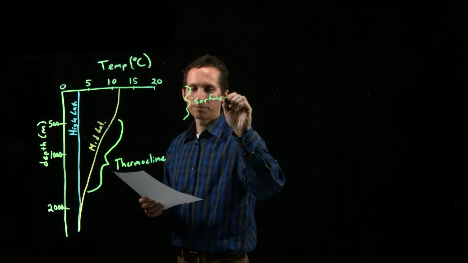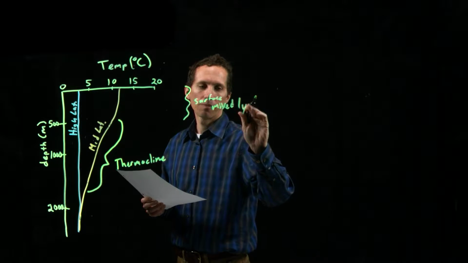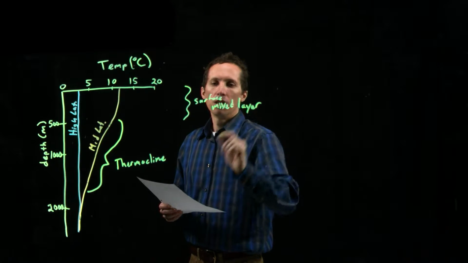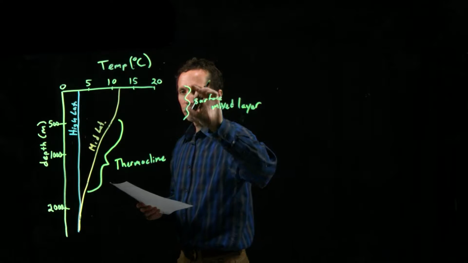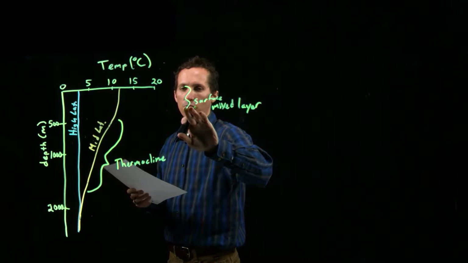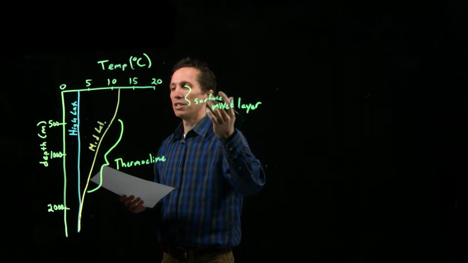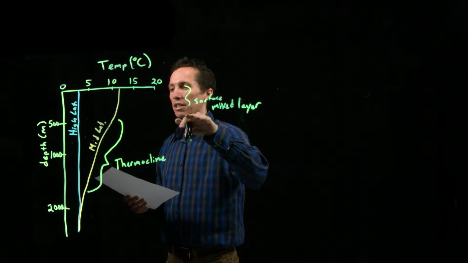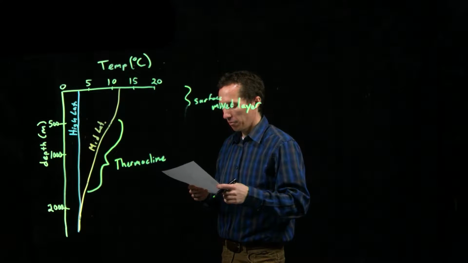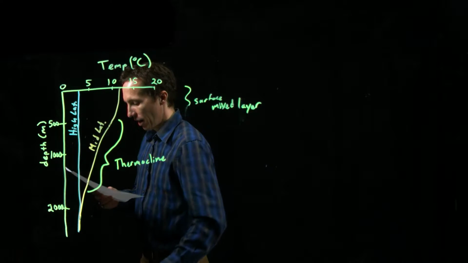On top of that, we've got the surface mixed layer, or just the surface layer. The surface mixed layer can be anywhere from 10 meters all the way down in some places, and sometimes as deep as 500 meters or so during strong mixing events. And this tends to vary based on seasonality.